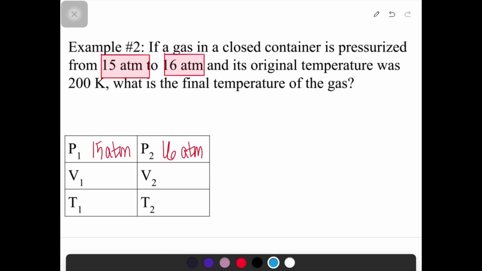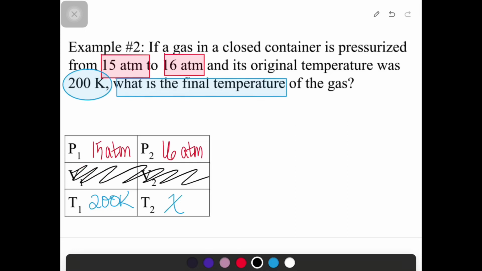Okay. And its original temperature, so that's what I'm starting with. Original temperature was 200 Kelvin. I could put that down there. And it says, what is the final temperature of the gas? So that is going to be my X. All right. And in this question, it said absolutely nothing about volume. Forget about it.